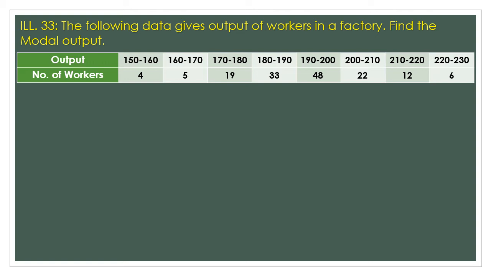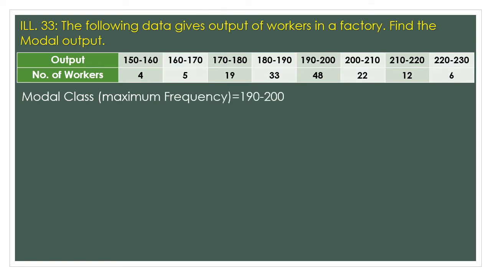How do we start a question where the continuous frequency distribution is given? The basic rule for mode is the number of times of repetitions. It could be raw data, and if it's a frequency distribution, then the class with the highest frequency. Here the class with the highest frequency, 48, means the class will be 190 to 200.